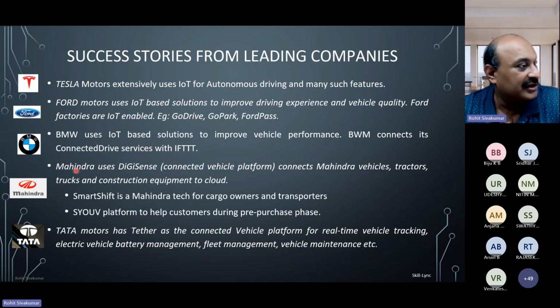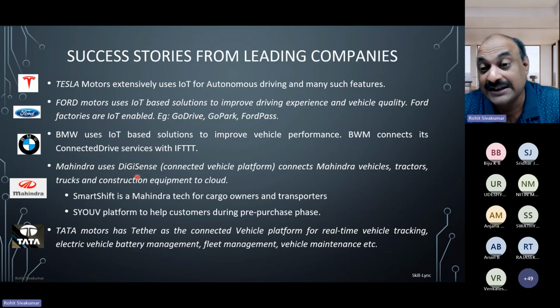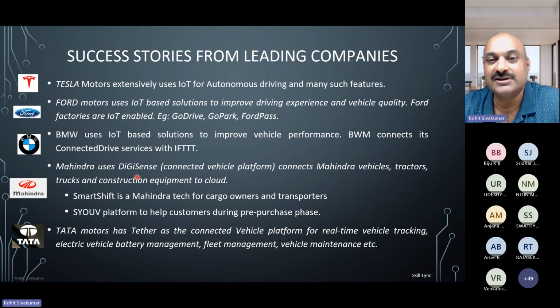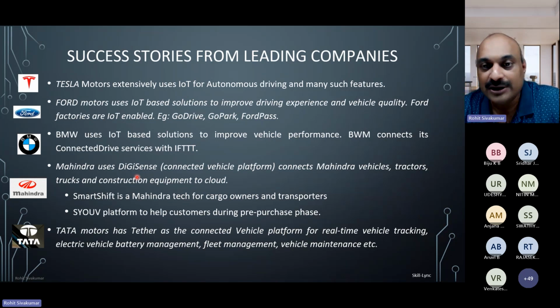Then Mahindra, an Indian company, which has this platform called DigiSense. It's a connected vehicle platform which connects to different Mahindra vehicles, tractors, trucks, construction equipments, especially for a leasing industry. So if you want to lease tractors for agriculture, this sort of platform enables you to see which vehicles are available. So you don't really want to have to go and buy these vehicles. You could lease them for a certain duration, utilize it, and then you can give it back. So those are enablers of IoT in the automotive space that Mahindra has enabled.